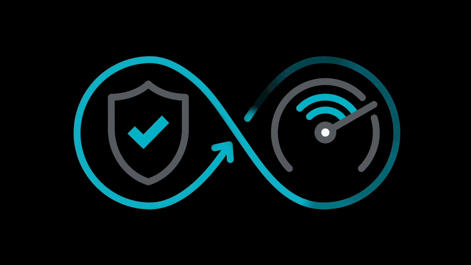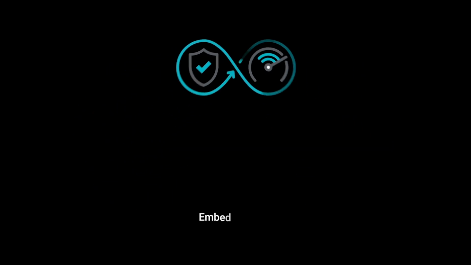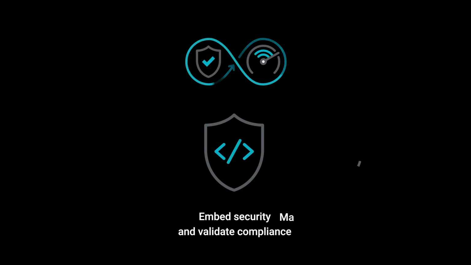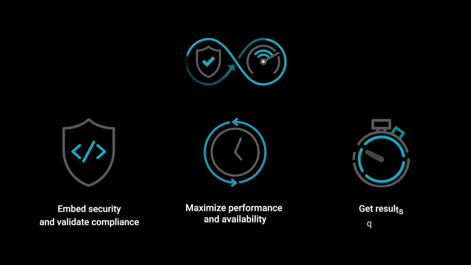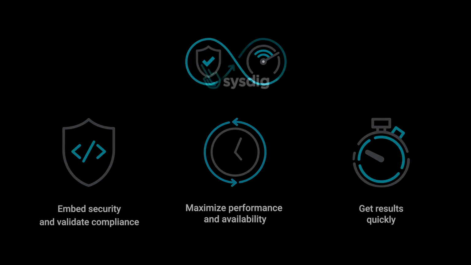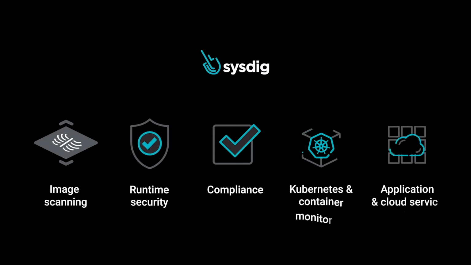Secure DevOps on AWS is about bringing security and monitoring together throughout the application lifecycle from development through production. It embeds security and compliance, maximizes performance and availability, and manages security risks so you can confidently run in production. These 5 essential workflows will help you get results quickly.